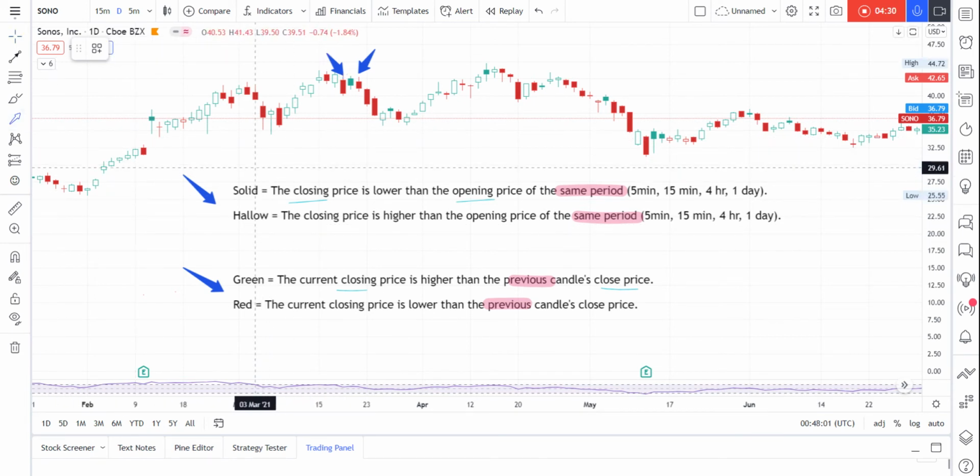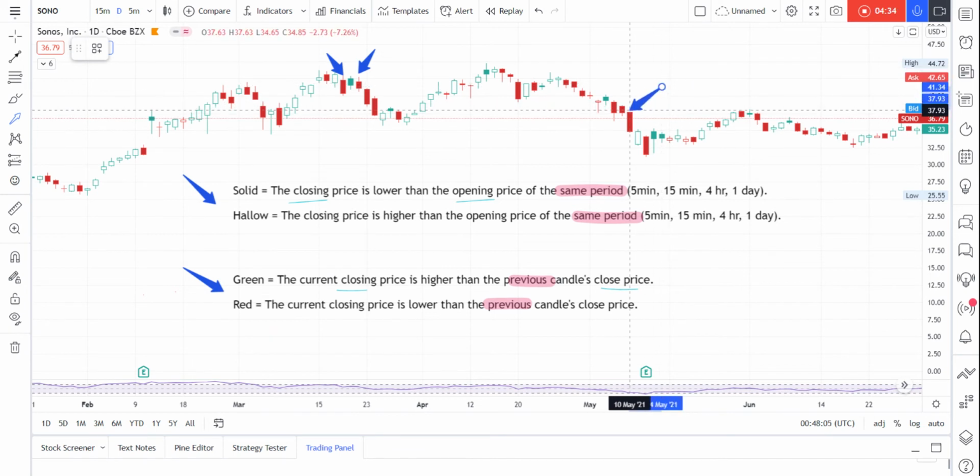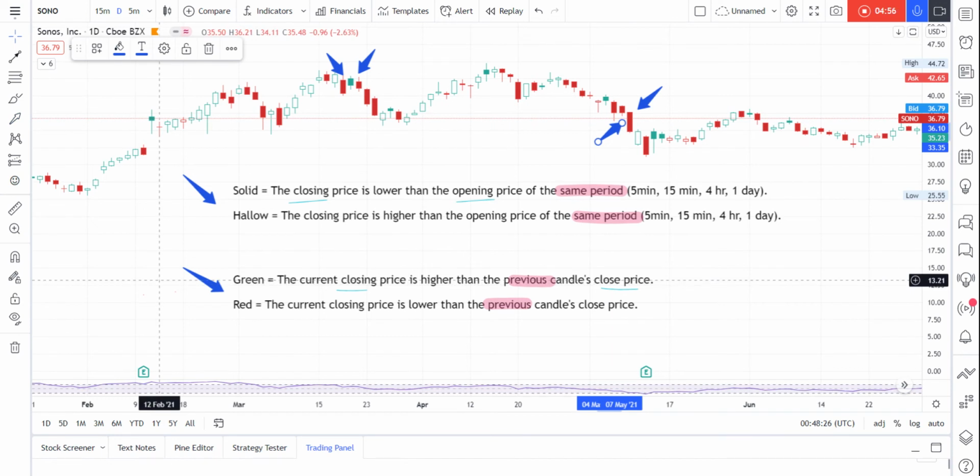Let's go over solid and red. Solid and red says the closing price for today is lower. As you can see here, the closing price is lower than the opening price, and the current closing price is also lower than yesterday's closing price.